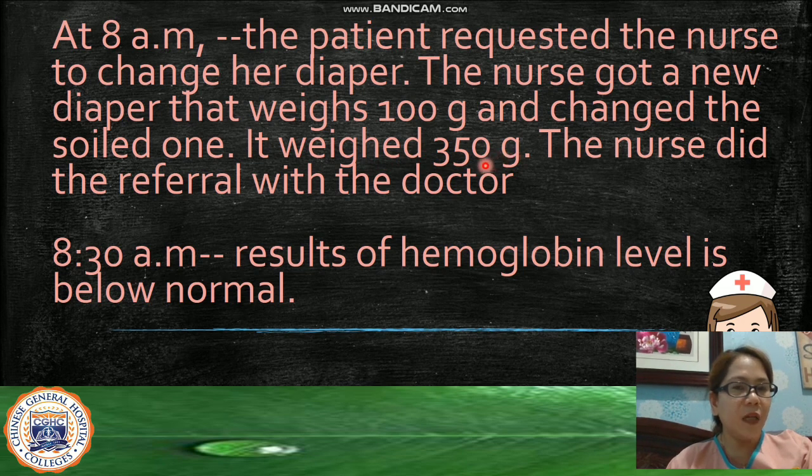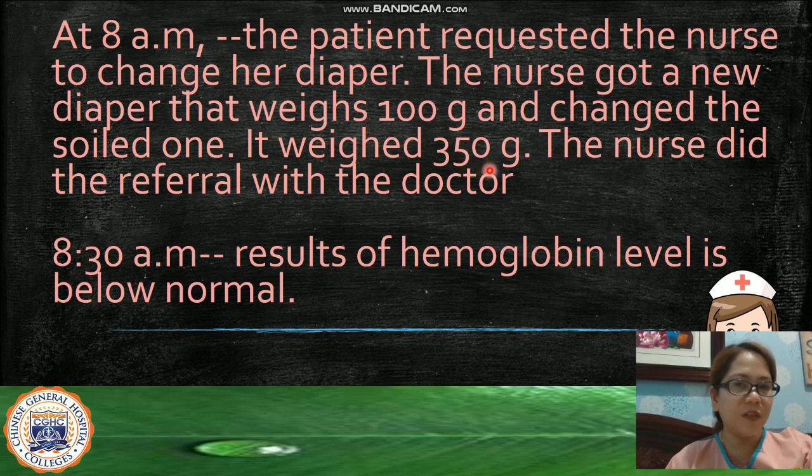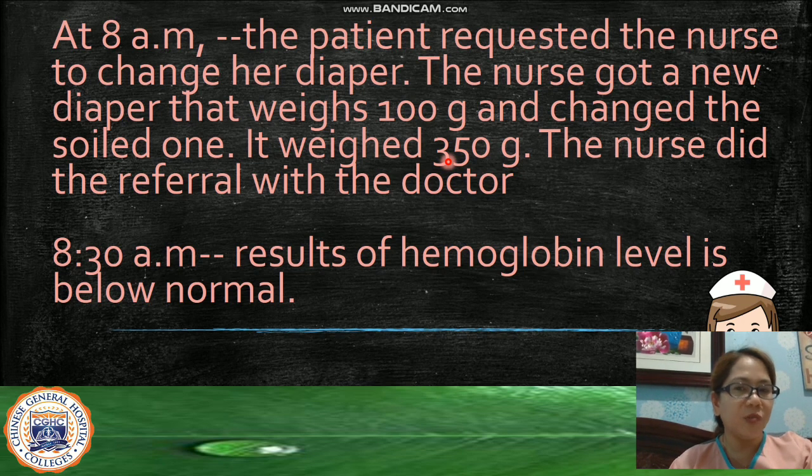Then, ang urine output mo, para makuha mo yun, kasi using the diaper, titimbangin natin yung new diaper versus doon sa soiled diaper. Tapos, i-minus natin. So, 350 minus 100, that will give you 250 grams. Yung grams naman, 1 gram is equal to 1 cc or 1 ml.